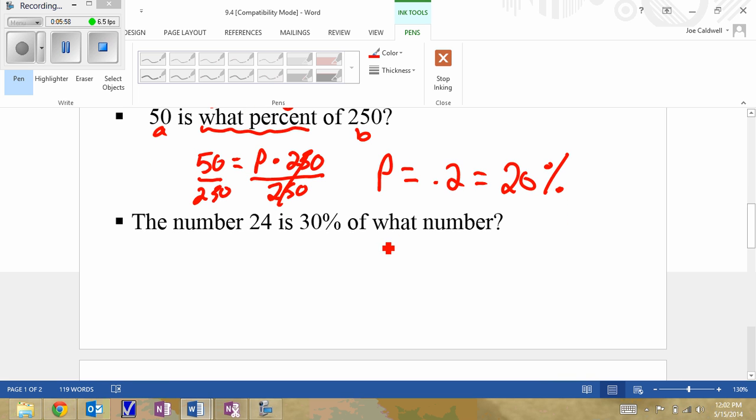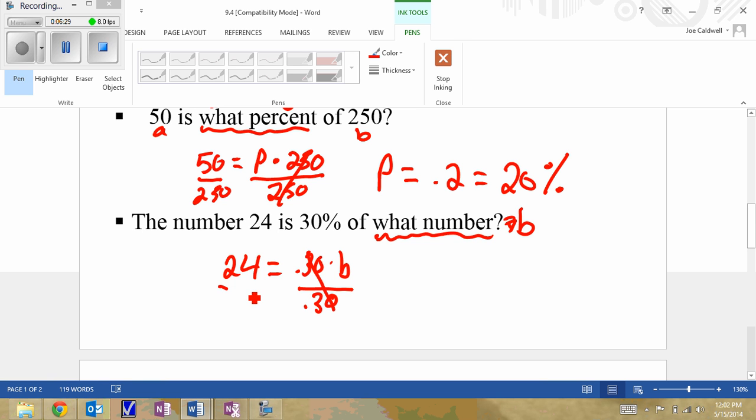So again, here's another where what number kind of comes at the end. So that should be a giveaway that you're trying to solve. It's supposed to be an arrow. Solve for B. And we know the percentage. We know the part. 24 equals, again, this needs to be written as a decimal, 0.30. What we don't know is B. So we need to get B by itself by dividing both sides by 0.30.